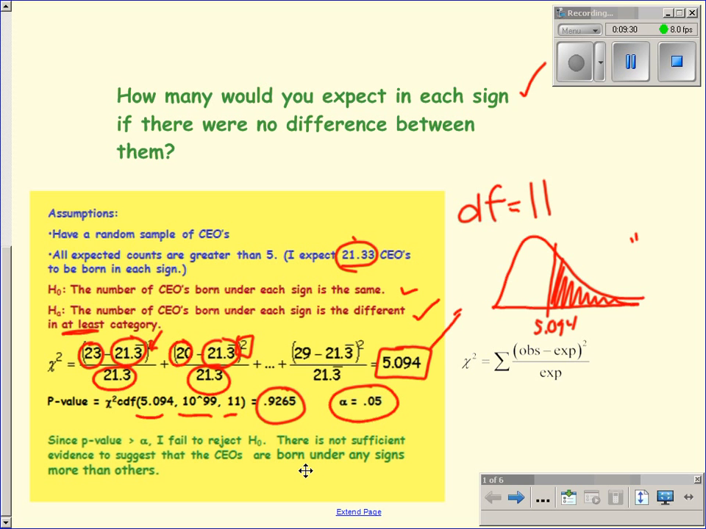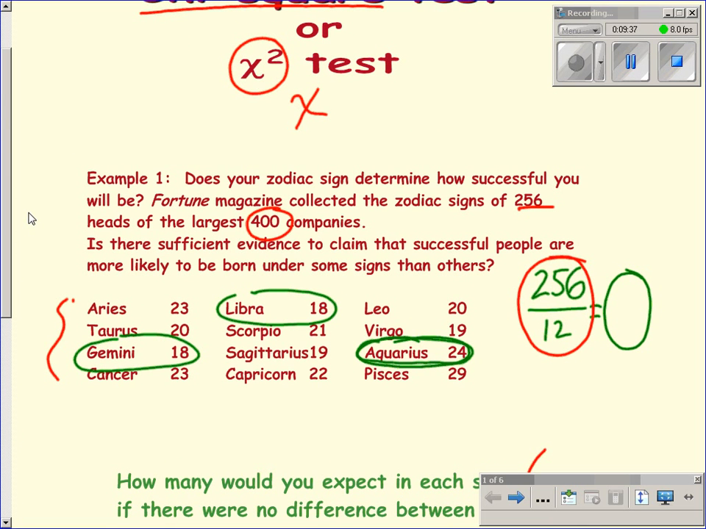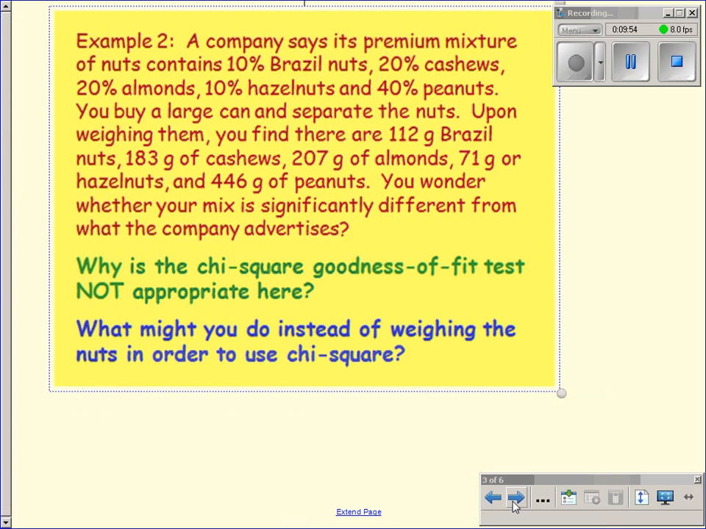So even though we saw some variation in the CEOs' birth dates, and let me go back to the top here, we saw some variation here, like a 24 and an 18, it's not enough to prove that the CEOs in general are born under different signs. Okay? So the test looks slightly different here. So let's walk through one or two more examples, and we'll go a little bit faster through the next two. Okay? How about this one?